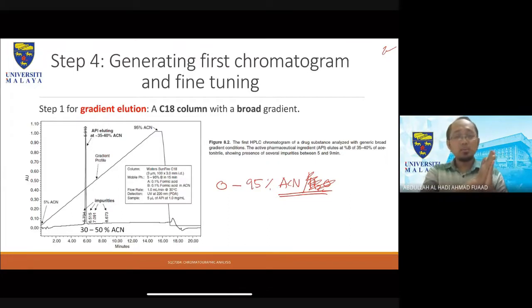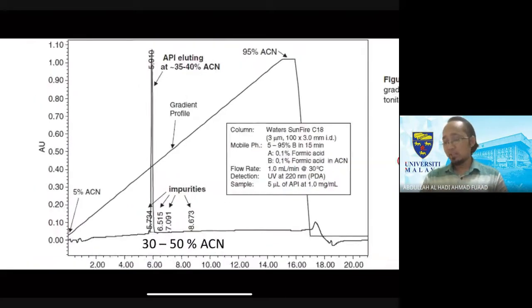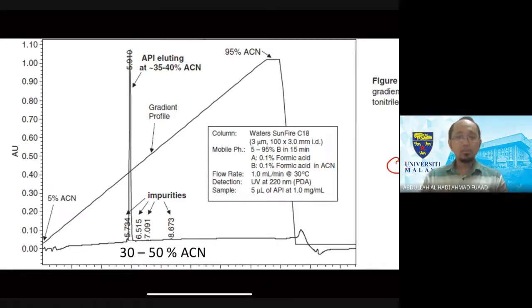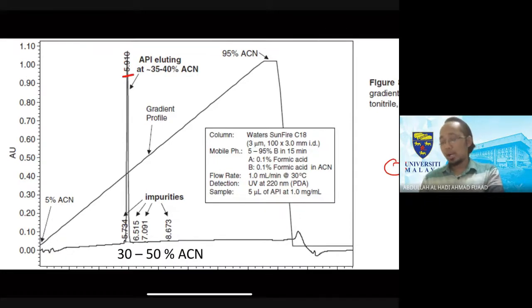So you can just do a scan. This is what I normally call a scan. You just run everything, and then from the scan you can identify what your API is, because normally the API is either something you synthesize. If you synthesize it, it is normally the highest concentration in the UV spectra. So in this case, you have about 5.9 minutes at the highest absorbance, and you do see smaller peaks at other retention times.